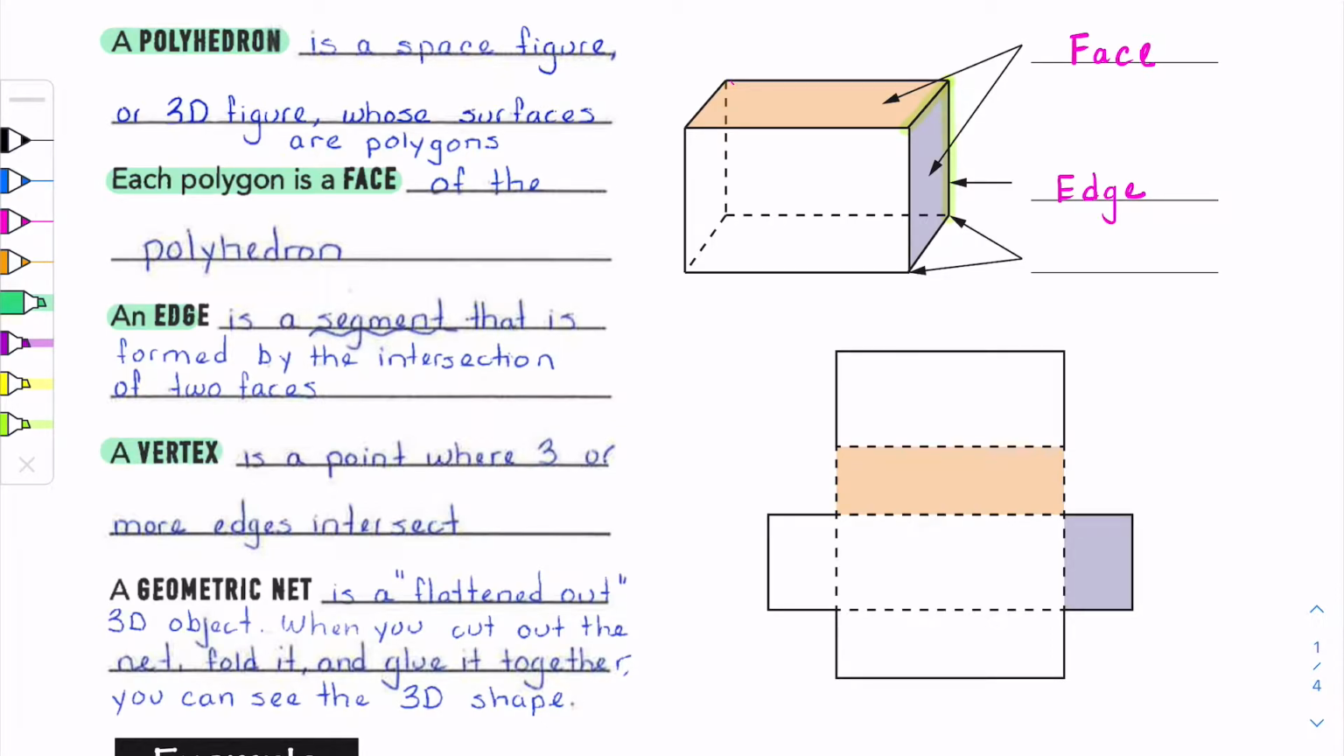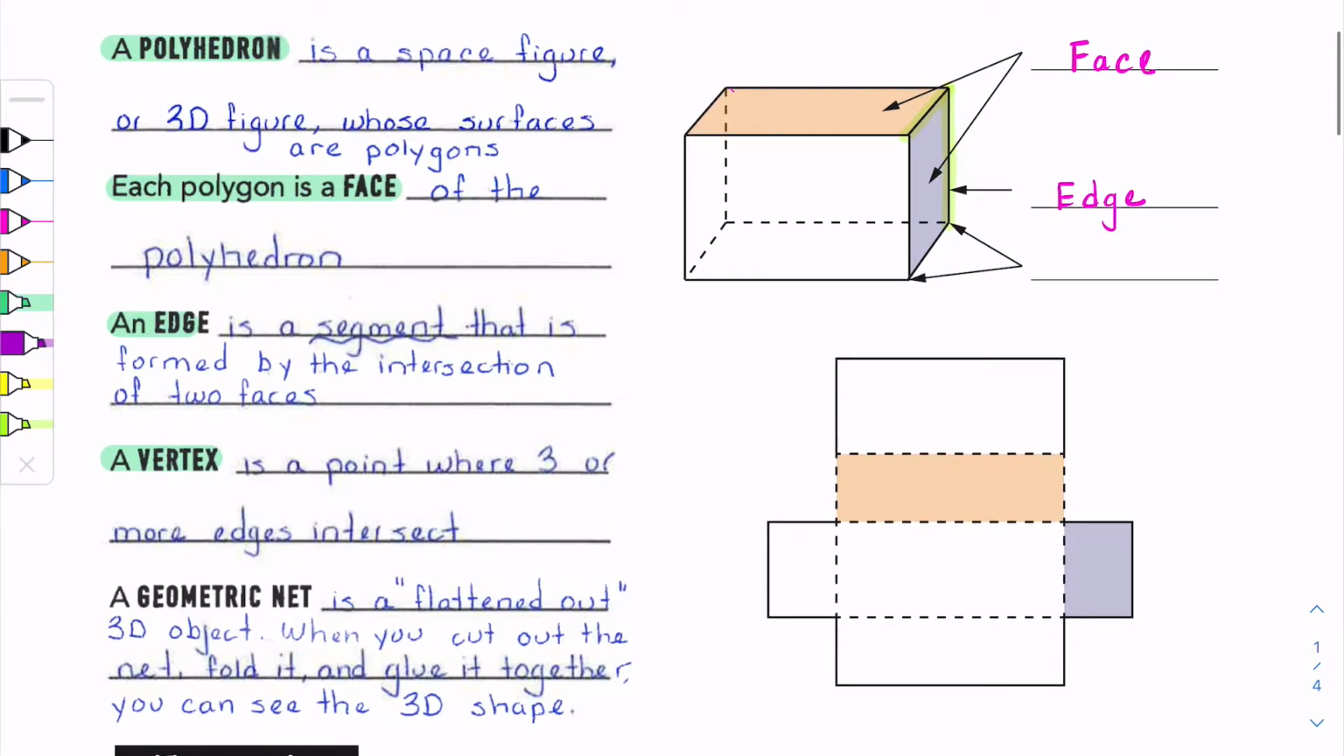A vertex is a point where three or more edges intersect. So for vertices, where corners intersect, or where all polygons, all sides, all faces, however you want to say it, intersect, creates a vertex.